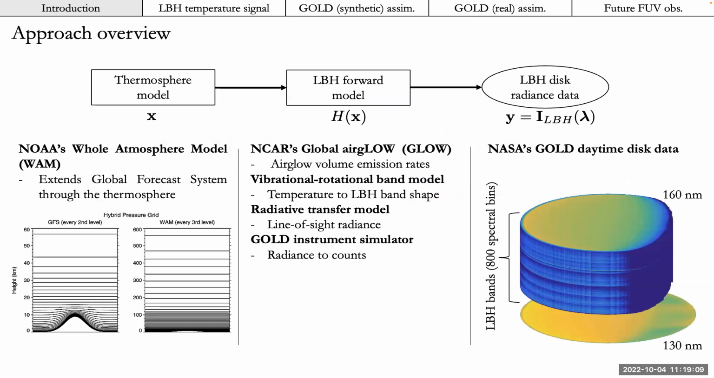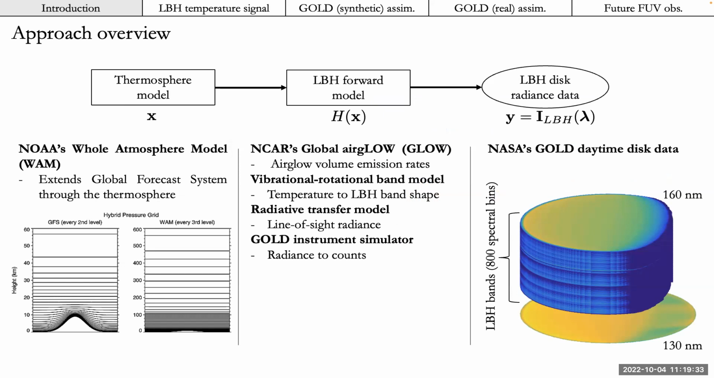Okay, so the overall approach is summarized on this slide. Starting on the left, the thermosphere state is provided by NOAA's WAM. This models an extension of the Global Forecast System that is one of the sources of our daily weather forecasts. And it's extended up to Earth's exobase, around 500 to 600 kilometers, depending on the solar conditions.